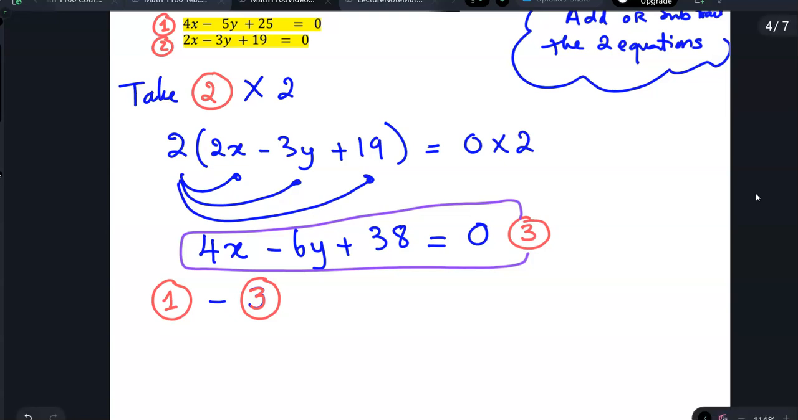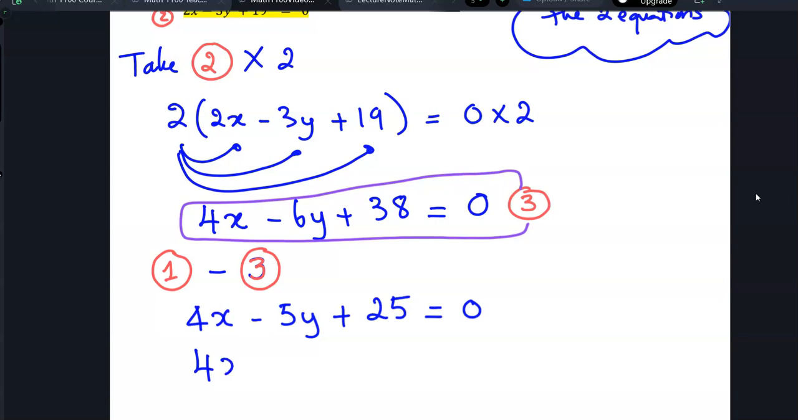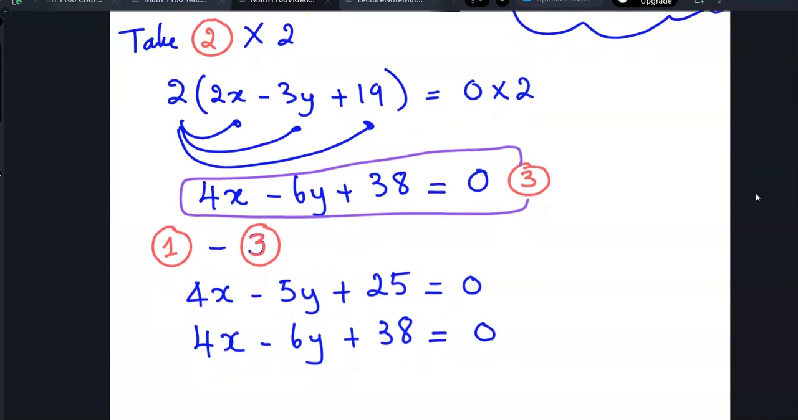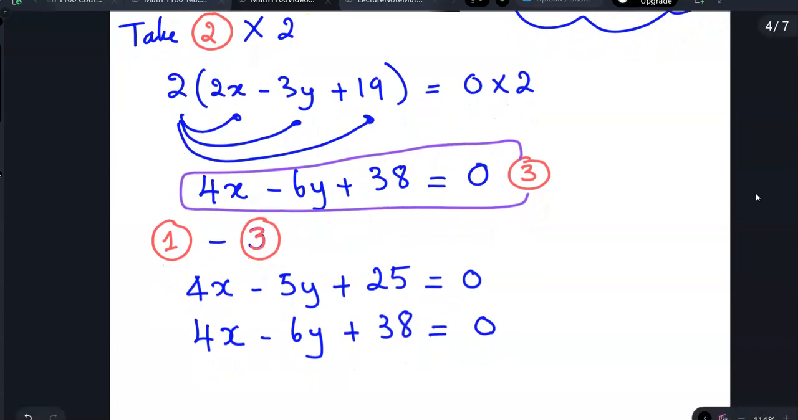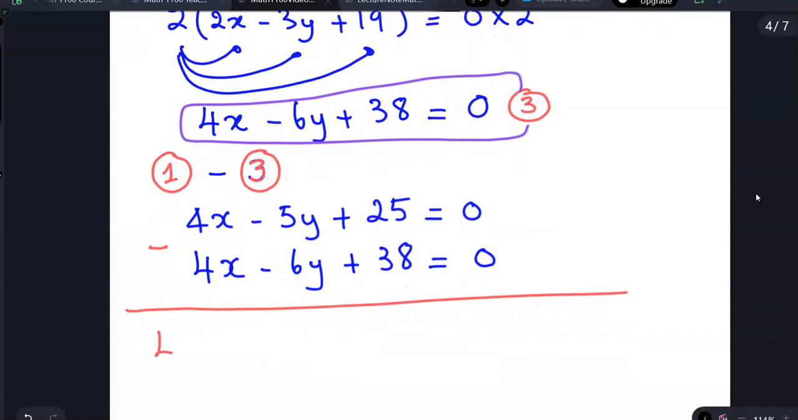So I am going to write equation 1 like 4x minus 5y plus 25 equal to 0. And I write number 3 right below it. Then what I do is I subtract the 2. Subtract the 2. To be very careful.